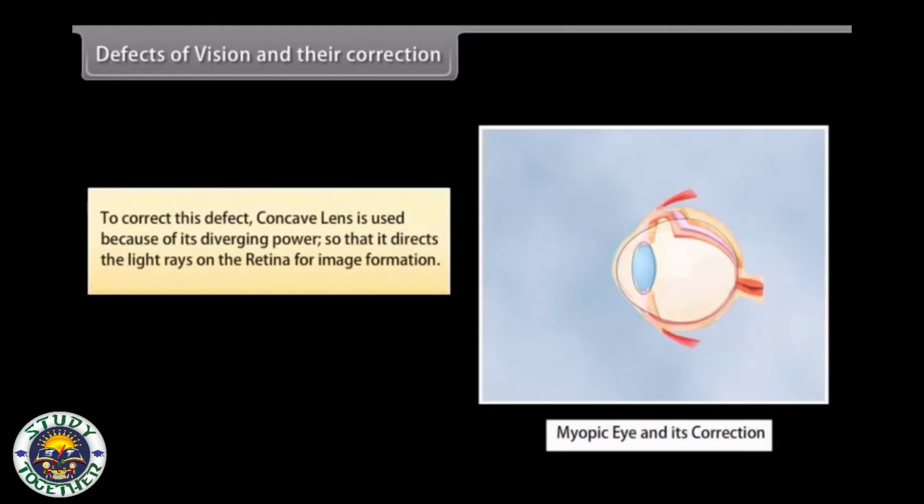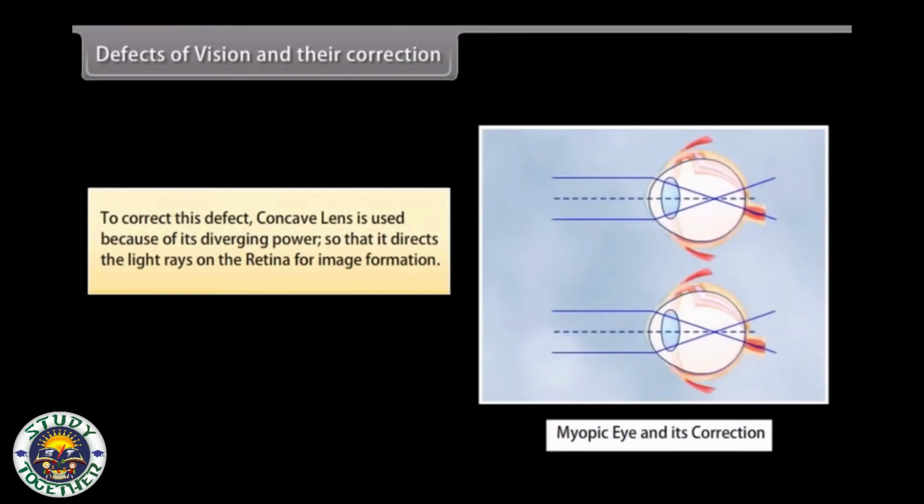To correct this defect, a concave lens is used because of its diverging power, so that it directs the light rays on the retina for image formation.